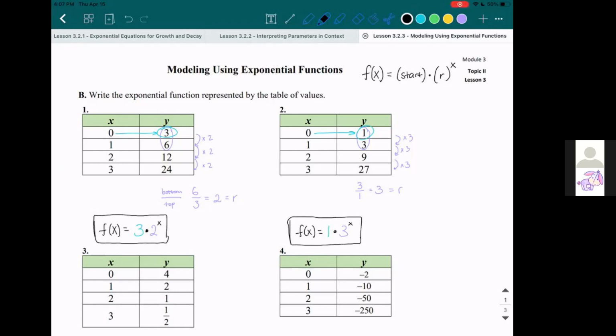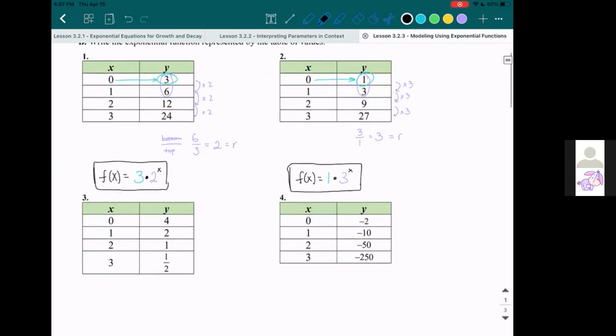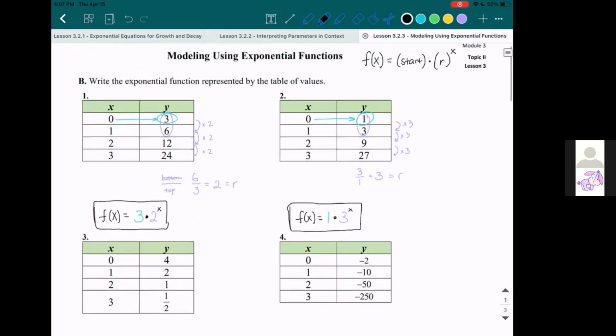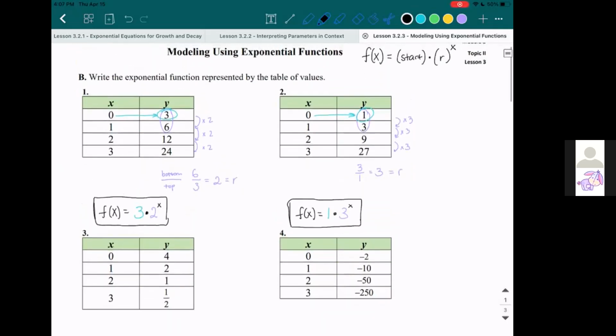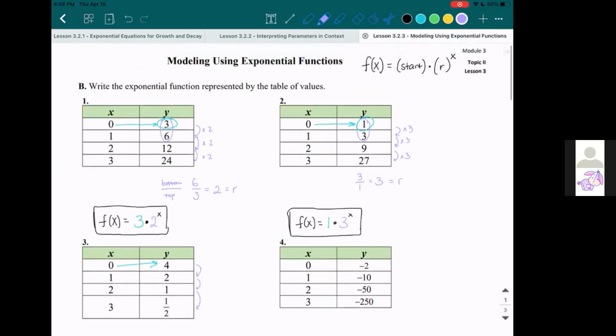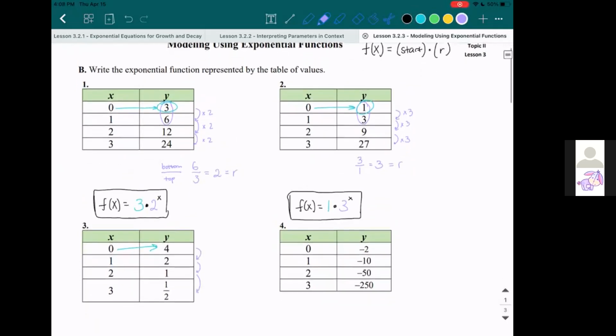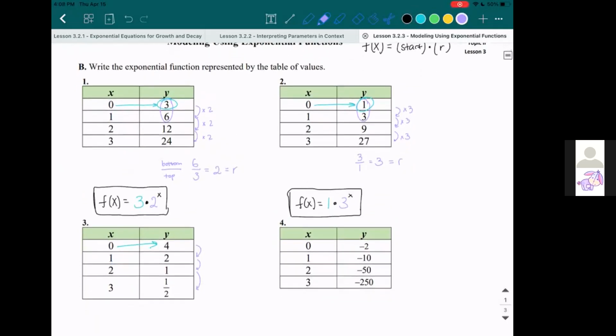Okay, let's deal with number 3 together. So for number 3, same process. Here, I'll scroll like that so we can still see the equation up here. So same process. Let's first figure out our starting number. Next to 0 is 4, so our starting number is 4. Now, what are we multiplying by every single time? To get from 4 to 2, 2 to 1, and 1 to 1/2. So you might notice that the numbers are getting smaller, and that's okay.